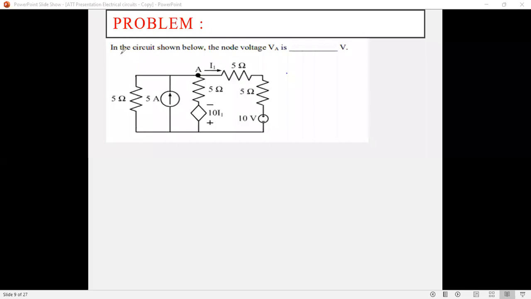In the circuit shown in the figure below, we want to calculate the node voltage VA, in volts. See, the A terminal is given, that is the nodal point. Here we represent it as VA, the voltage across this nodal point. We want to apply nodal analysis and find out the value of VA. All of you try to solve it and tell me the answer.